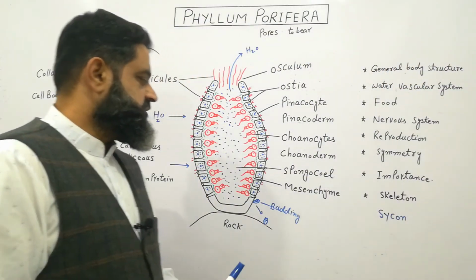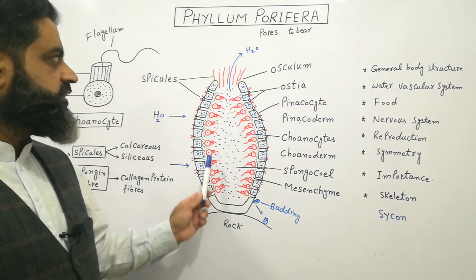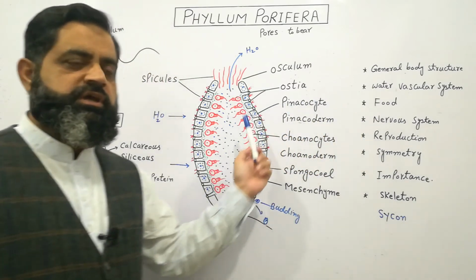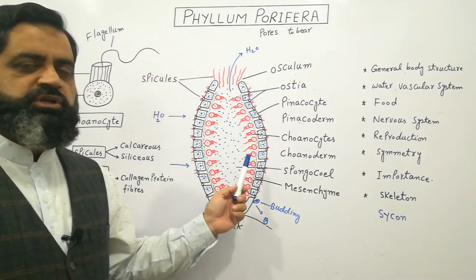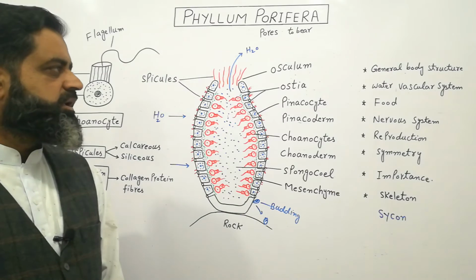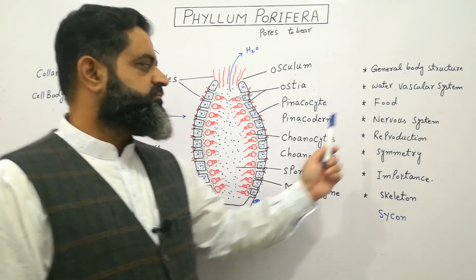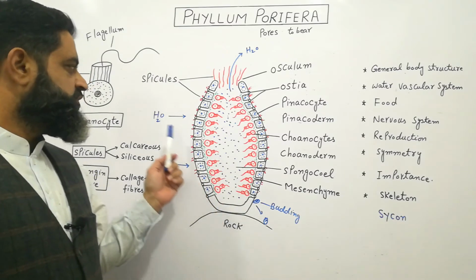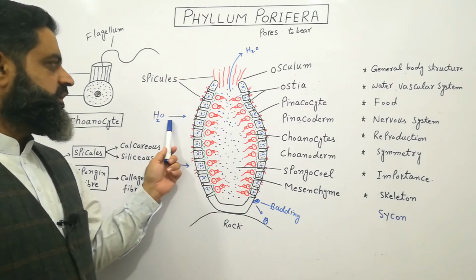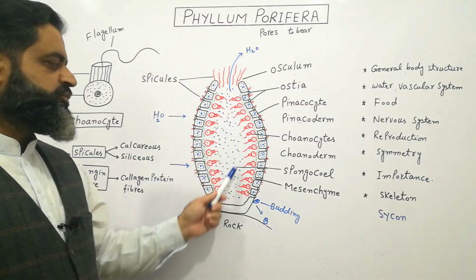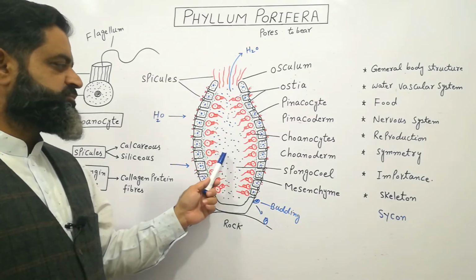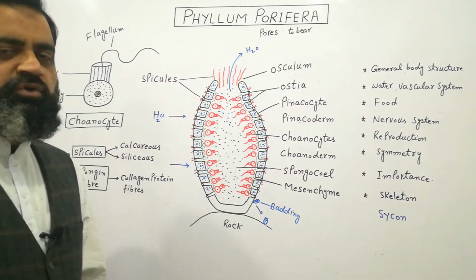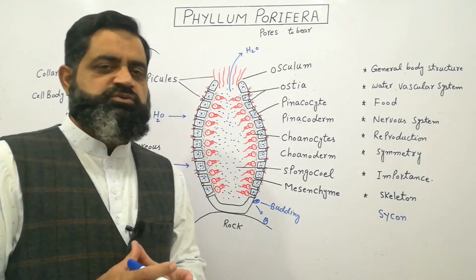Now let's discuss some important functions of the phylum Porifera. General body structure I have already discussed. It is composed of two layers, Pinacoderm and Choanoderm. If we look at the water vascular system, by the continuous beating of the flagella of choanocytes, water enters through ostia into the spongocoel, circulates in the spongocoel, and then leaves through an opening known as osculum. This is the water vascular system.